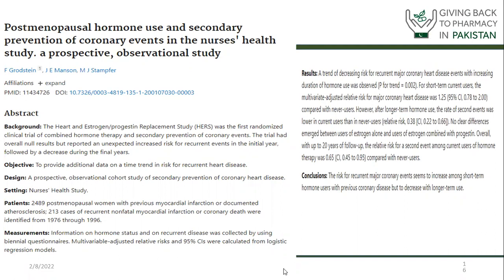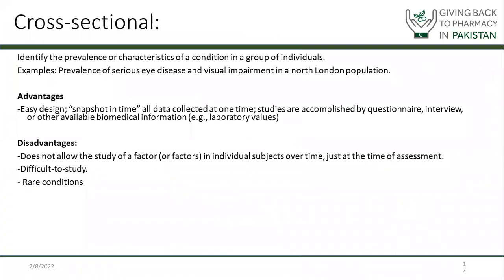And in the conclusion, the risk of recurrent major coronary events seems to increase among short-term hormone users with previous coronary disease, with a decrease with longer-term use. So it's not only giving you the association, it's telling you the reason behind it also. So this is why this study is better than a case control study.